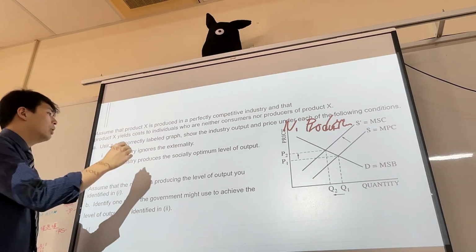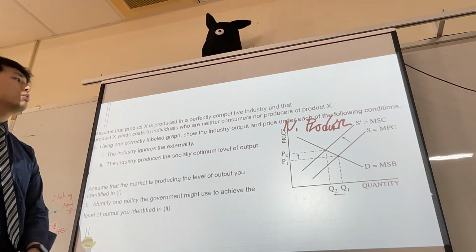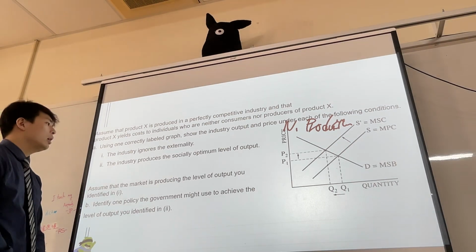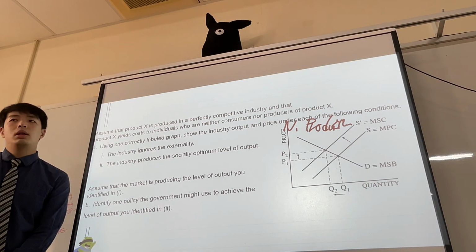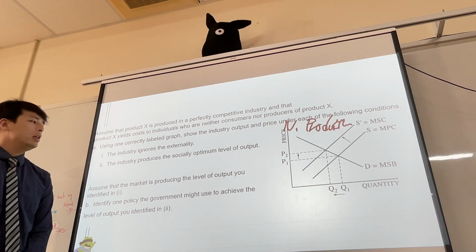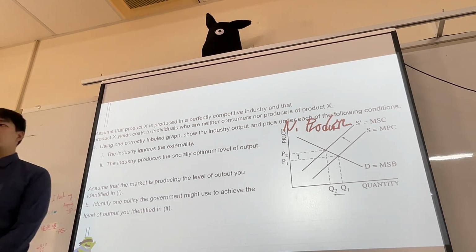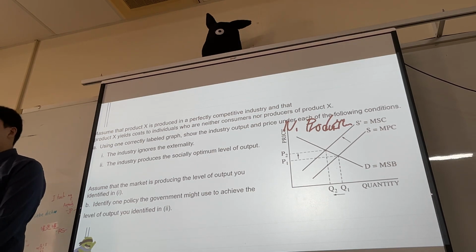The industry ignores the externality. So using the graph correctly labeled, show the industry inputs and price under each of the following conditions. One, the industry ignores the externality. Two, the industry produces a socially optimal level of output. How would you answer this? What do you need to do?